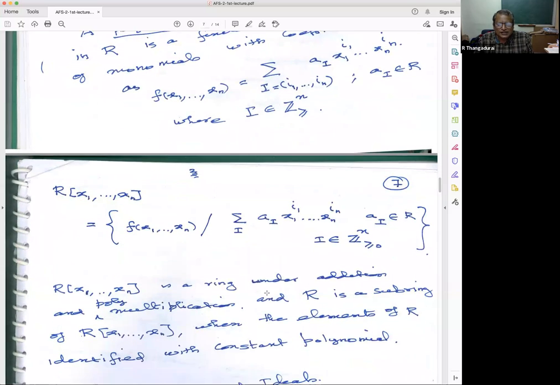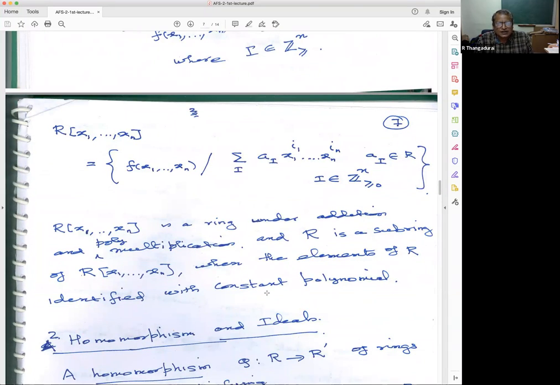Your collection of all such finite linear combinations is this particular set R[x1, x2, ..., xn]. It is a ring, so how do we give it a ring structure? We can add two polynomials in a single variable. Similarly, here also we can add two polynomials in several variables. If the index n-tuples are the same, then the coefficients get added up. Otherwise, the terms just add up in general.